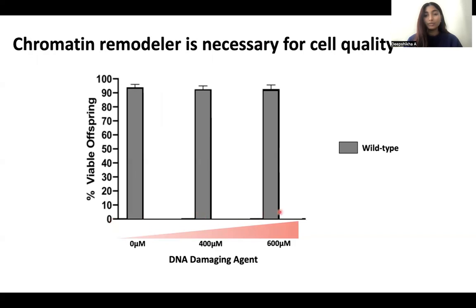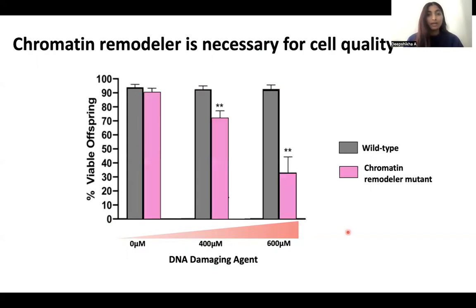So here in wild type animals without any mutations, when they're exposed to different levels of the DNA damaging agent, you can see that they're almost always at 90% survival. But in these chromatin remodeler mutants, where the chromatin can't be moved away from the double-stranded break, you can see that when there's no DNA damaging agent, they're still at around 90% survival. But as more DNA damaging agent is added, only 70% here are surviving. And here, 30% of the offspring are surviving.